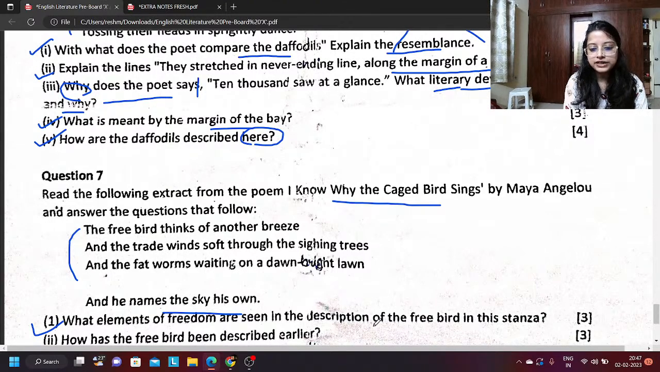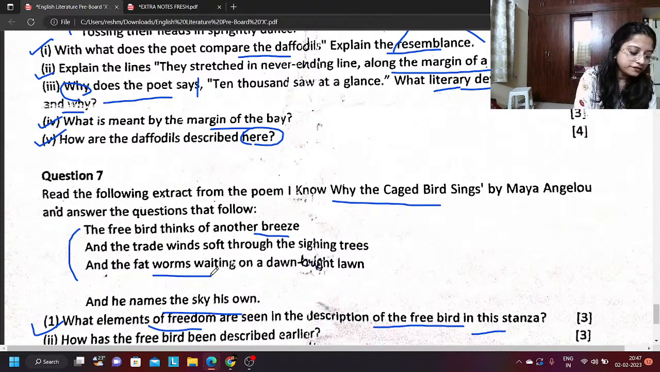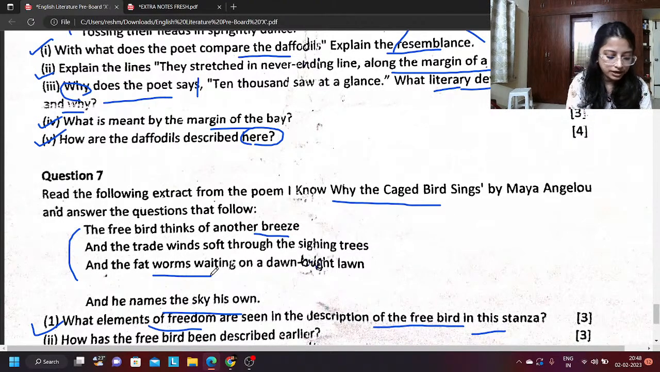What elements of freedom are seen in the description of the free bird in this stanza? It is mentioned: elements of freedom, another breeze we have. Then, what are these free birds doing? They're searching for fat worms. So how will we frame our answers?